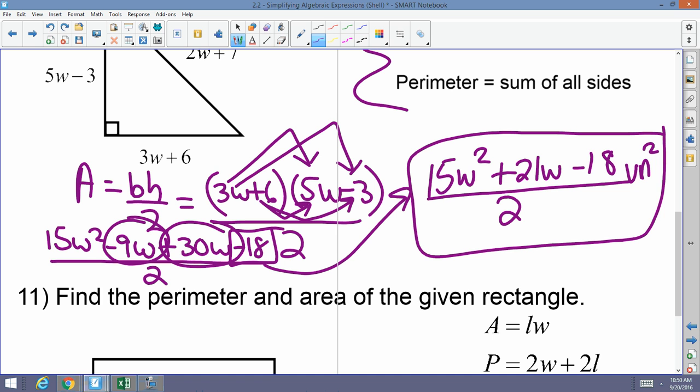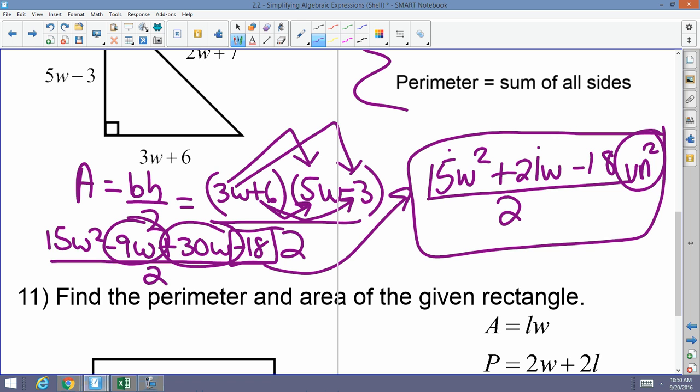Do I have to divide each by 2? No, don't. If they were all even numbers on the top, then I would. If this was a 16, that was a 20, then you could divide 2 into every single one of those. But in this case, 2 doesn't go evenly into 15, so it's just going to leave you with an improper fraction or a mixed number, so you could leave it just like that. Minus 18, units squared. So that's area, boys.